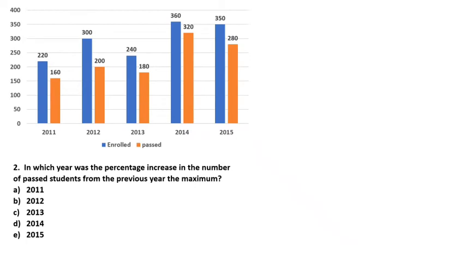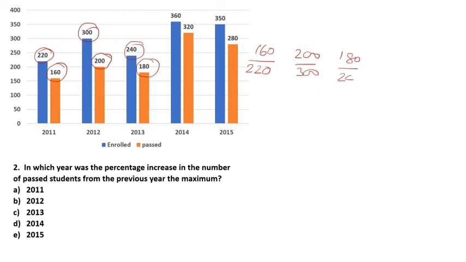In which year was the percentage increase in the number of passed students from the previous year maximum? Here you can see in 2011, 160 students passed out of 220. So, 160 out of 220. Here 200 students passed out of 300. So, 200 out of 300. Here 180 students passed out of 240. So here you can say 180 out of 240.